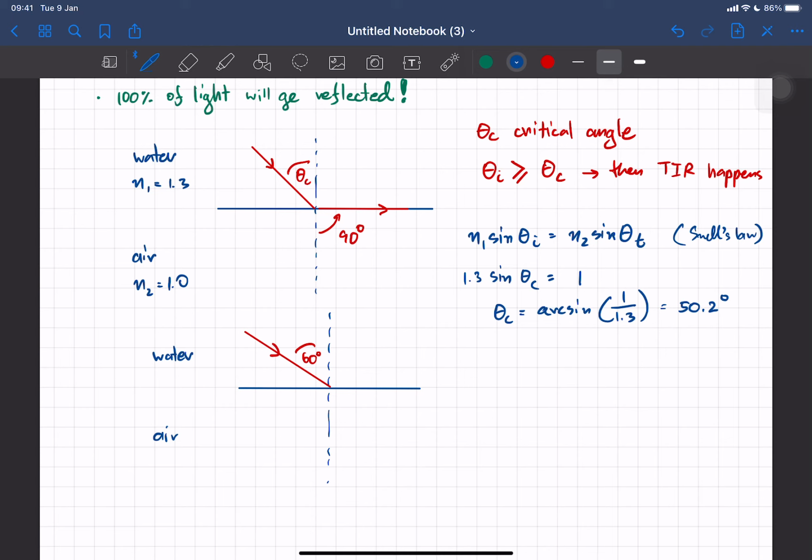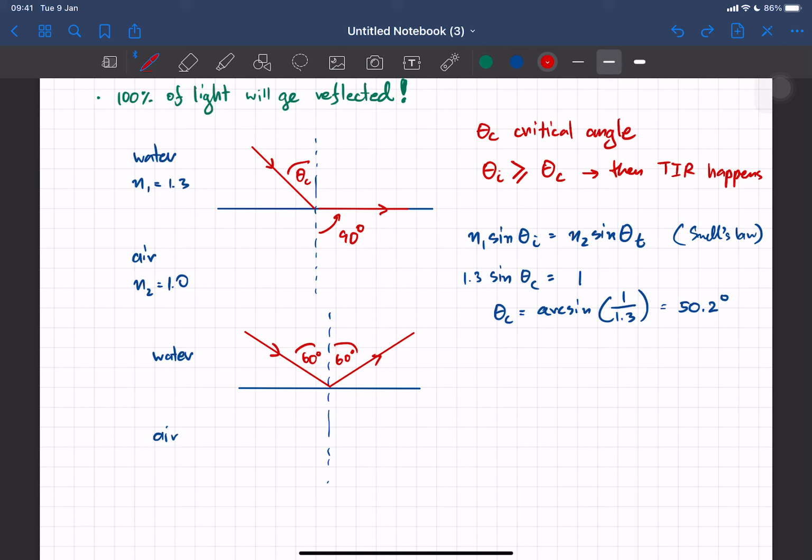So if larger than 50.2 degrees, then the only thing that happens is reflection. So all the light will reflect back like this, and you have nothing going into the other side. No refraction at all, no transmission at all. Okay, so this is what happens.